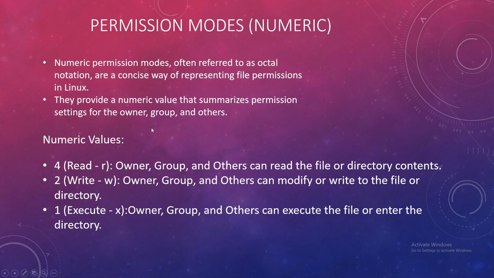In numeric values, 4 means the right to read, 2 means the right to write, and 1 means the execute permission. These are the permission modes in numeric form. We just need to understand that 4 means read, 2 means write, and 1 means execute. In the next slide I have added some of my notes.